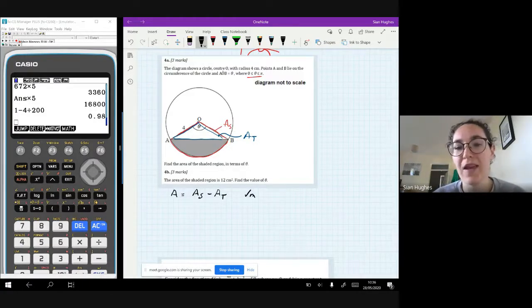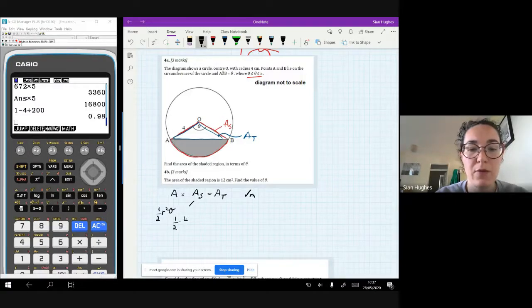Of course, I need to find out what those areas are. So starting with the area of the sector, the formula for the area of the sector is half r squared theta, which is in your formula booklet. So for us, that's half. The radius is 4, and then theta is theta. And that simplifies to half times 16, which is 8 theta.